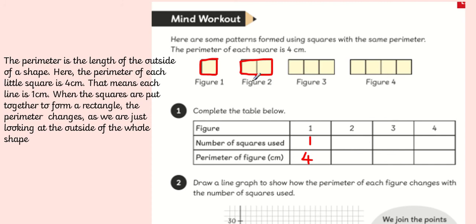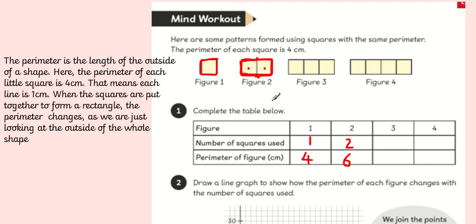Okay, figure 2. How many squares are used? 1, 2. And what's the perimeter of the shape? So we did that before. We did 1 to here, 2, 3, 4, 5, 6. 6 centimetres.